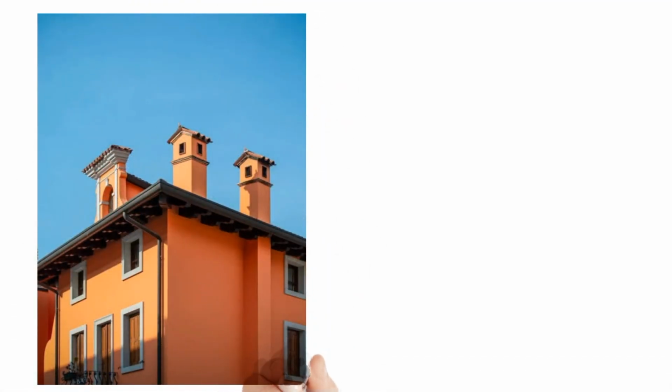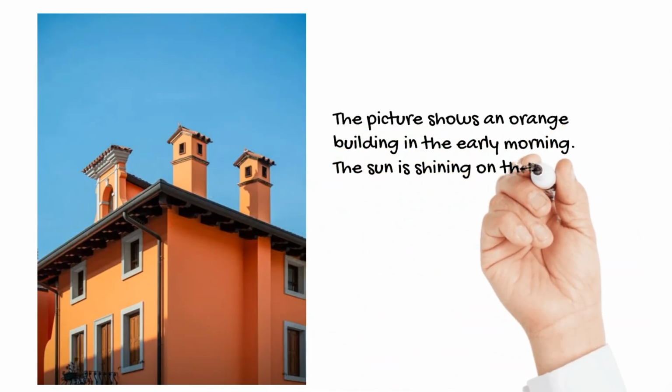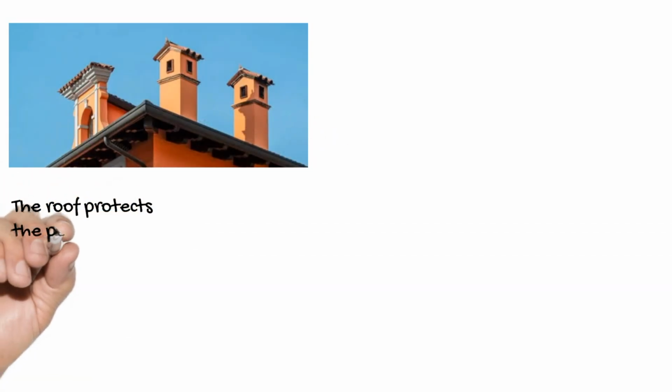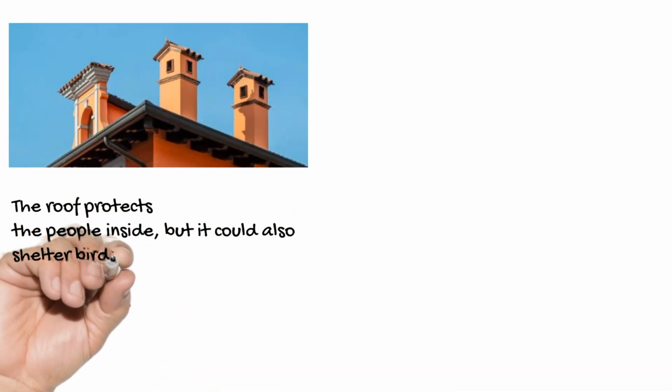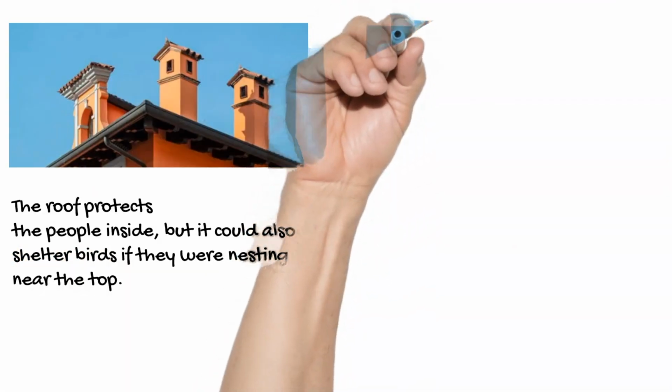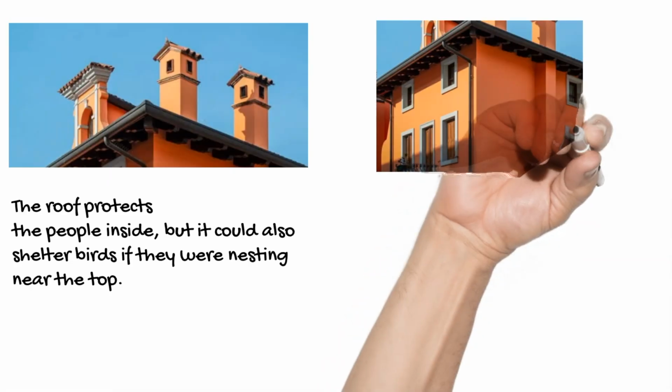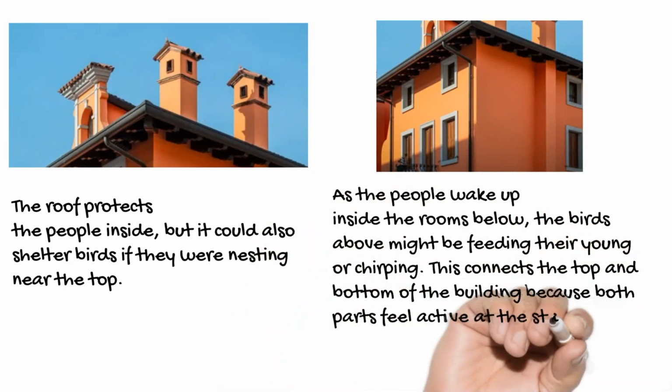The picture shows an orange building in the early morning. The sun is shining on the left side, and the building seems divided into two parts, the roof and the dwelling below. The roof protects the people inside, but it could also shelter birds if they were nesting near the top. As the people wake up inside the rooms below, the birds above might be feeding their young or chirping. This connects the top and bottom of the building because both parts feel active at the start of the day.